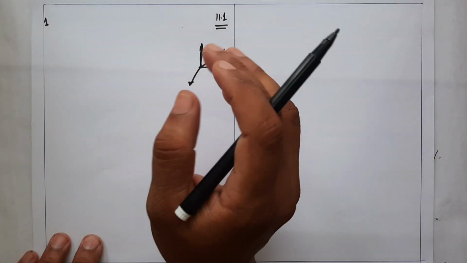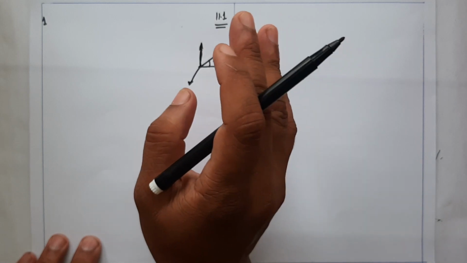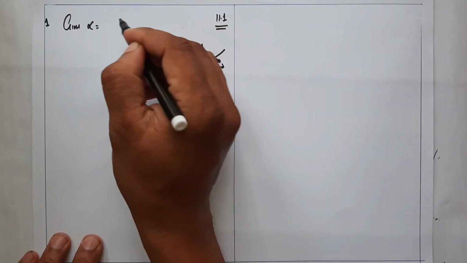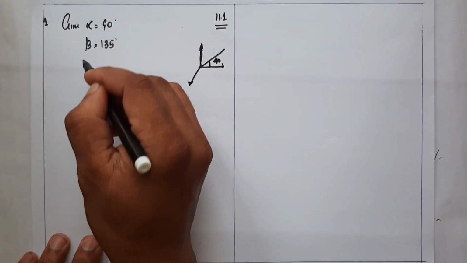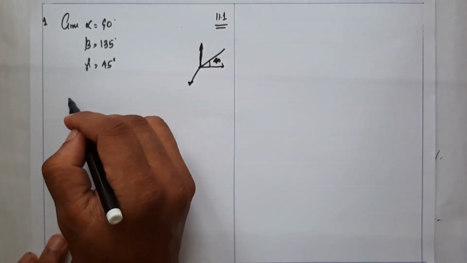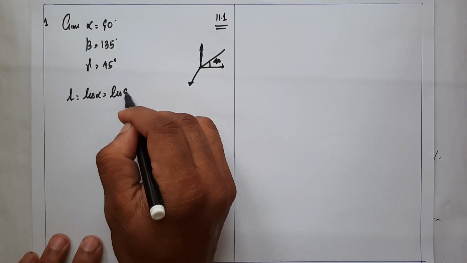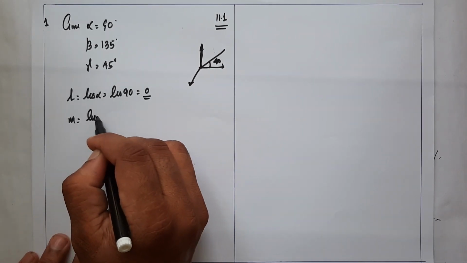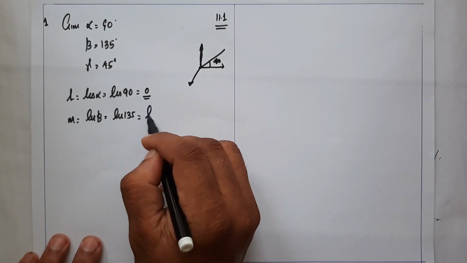If a line makes an angle 90 degree, 135 degree and 45 degree with the x, y and z axis, what is the direction cosine? Here alpha is 90, beta is 135 degree and gamma is 45 degree. We find the direction cosine. You know the formula L is equal to cos alpha, it is cos 90, and the value of cos 90 is 0. Then M is equal to cos beta, that is cos 135.